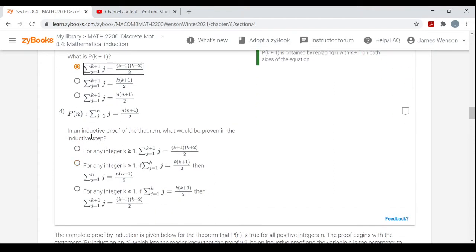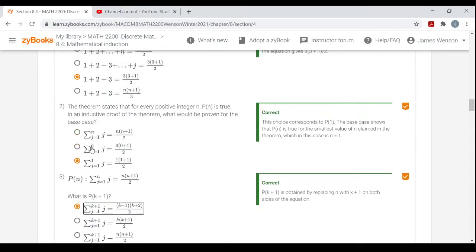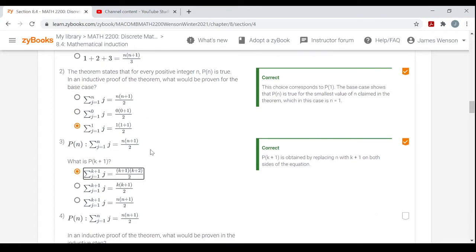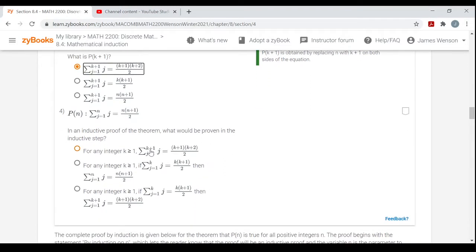And in an inductive proof, I'll get to the proof of this in a second. I'll write this out on some paper. In an inductive proof of the theorem, what would be proven in the inductive step? You'd show the base case, show it's true for n equals 1, and then you'd show that for all positive integers k, if p of k is true, then p of k plus 1 must also be true.